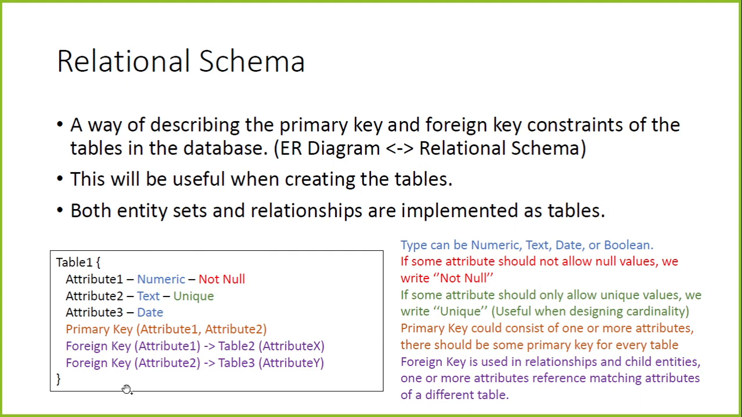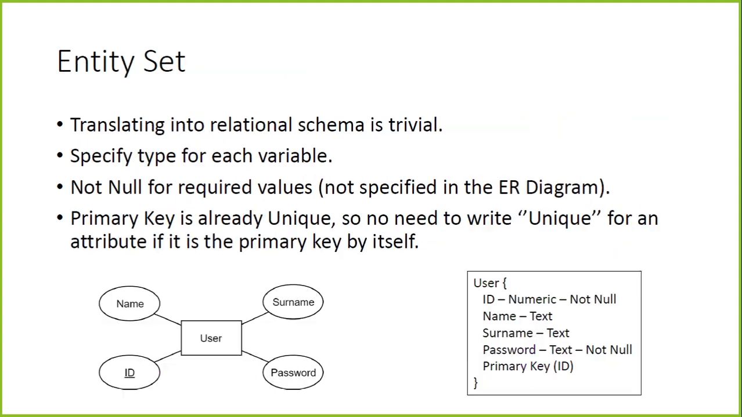in the relational schema, we would like to define our tables. We would like to show more information about our tables. So, starting with entity sets. Translating an entity set into the relational schema is going to be very easy. We need to know the name of the entity set, so that is the table's name. For example, in this case, it is the user table.